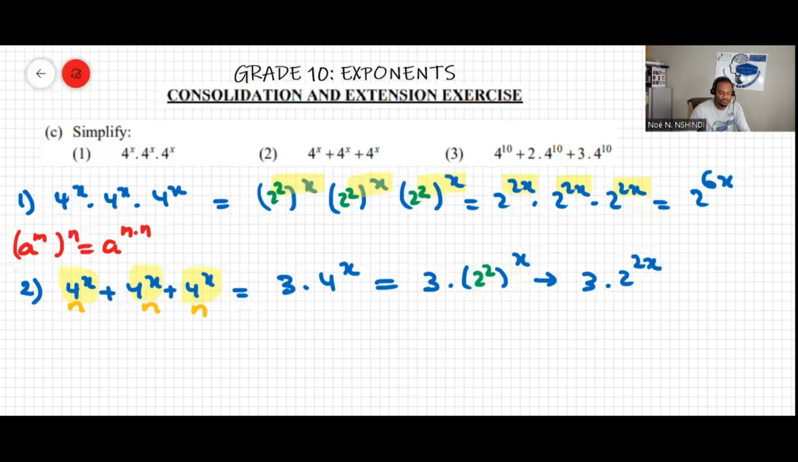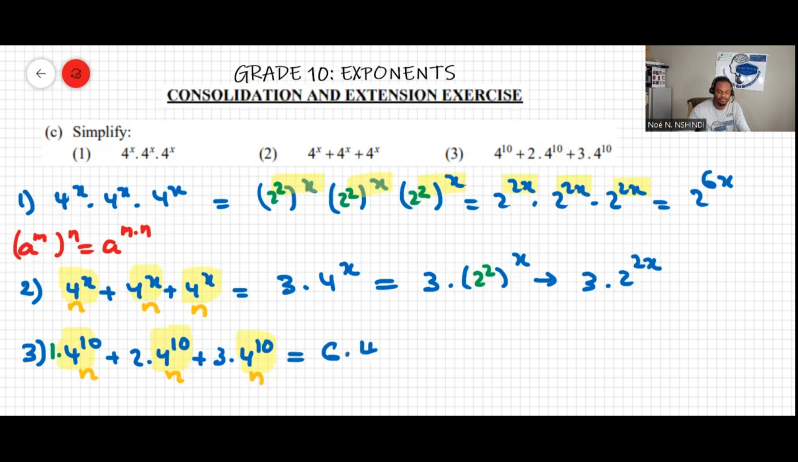And then with question 3, the question says 4 to the 10, plus 2 times 4 to the 10, plus 3 times 4 to the 10. Simplify this. Again, here we have like terms that are common. We can just call it n. This is n, another n there. And then understand that there's an invisible 1 here. So it's like 1n plus 2n plus 3n. 1 plus 2 plus 3 makes 6. So that makes 6n. So I just want to say 6 times 4 to the 10.